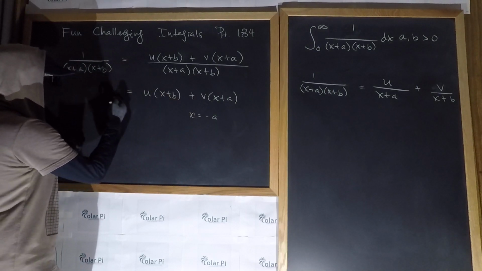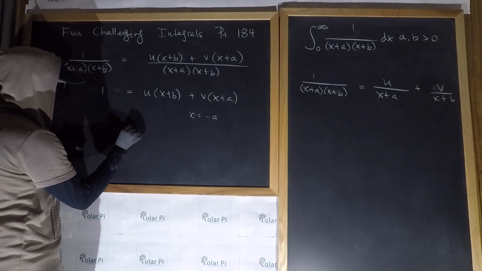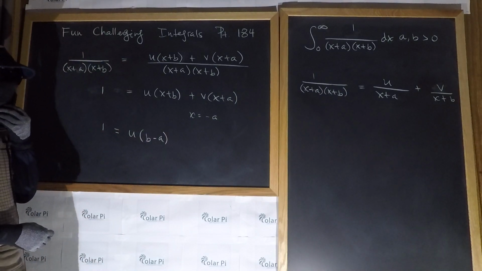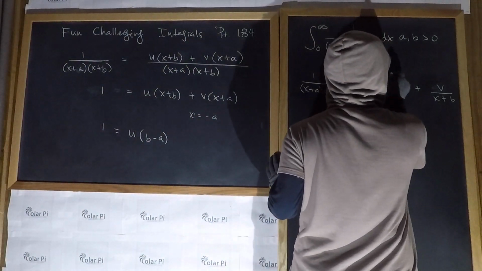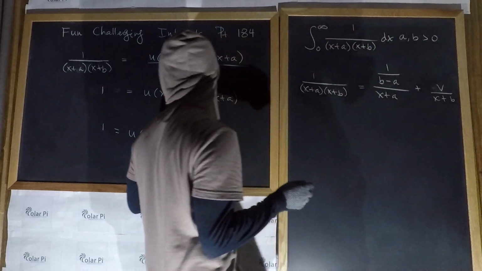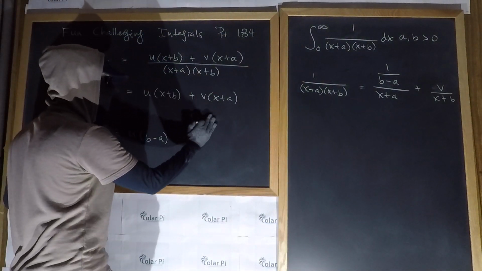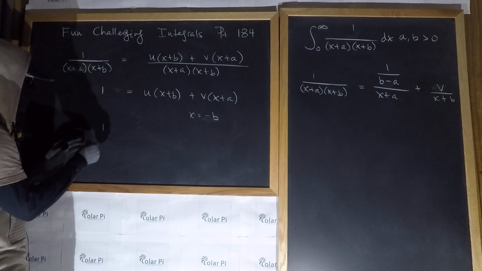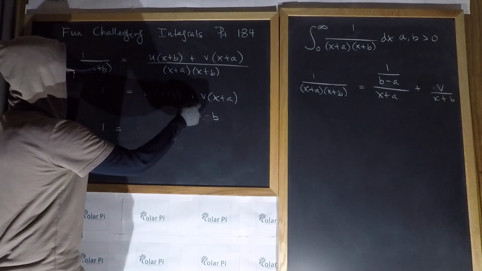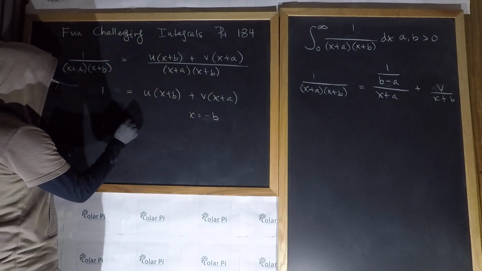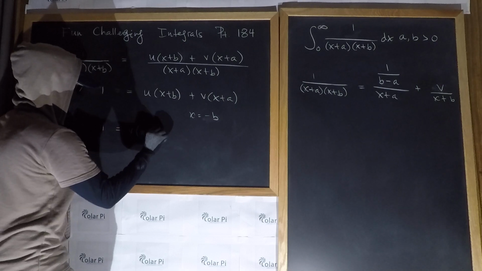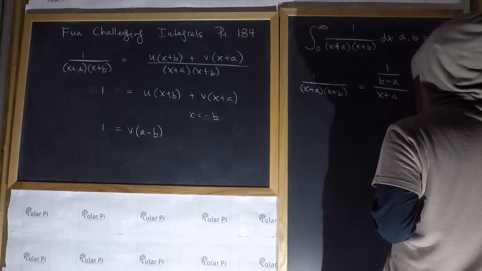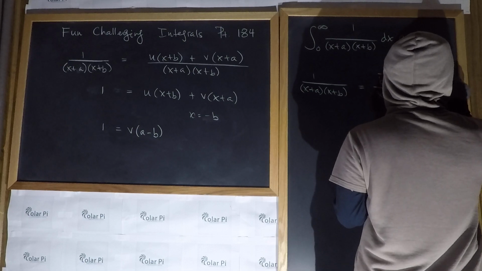When x equals negative a, this equation turns into 1 equals u times (b minus a) plus 0, so u is equal to 1 over (b minus a). Using another great choice of x, this time negative b, we get 1 equals 0 in this part, plus v times (negative b plus a), that's v times (a minus b). From here we can see that v is equal to 1 over (a minus b).